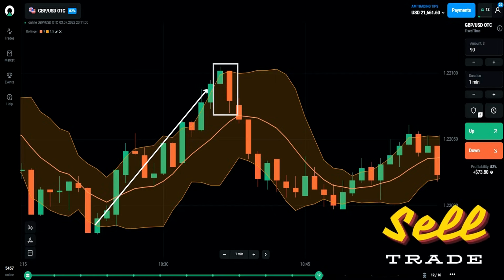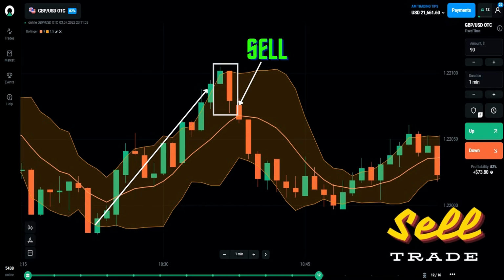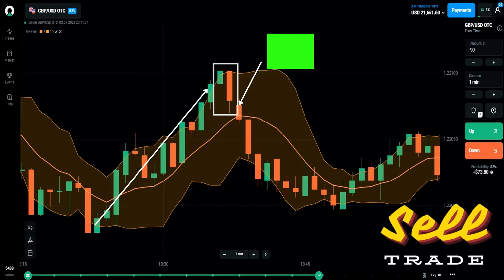Step 2. Once the price is at the upper band, we wait for a bearish engulfing pattern. This is when a red candle completely covers the previous green candle. Once that pattern forms firmly at the upper band, that is your signal. You take a sell trade immediately on the very next candle for 1 minute.